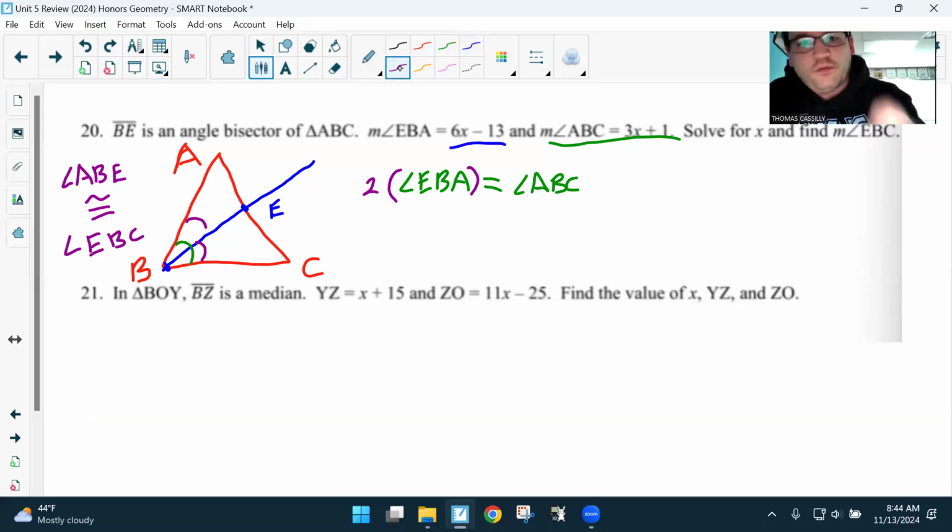So here's what we can do. Just plug it all in. So 2 times 6x minus 13 is going to equal ABC as 3x plus 1.